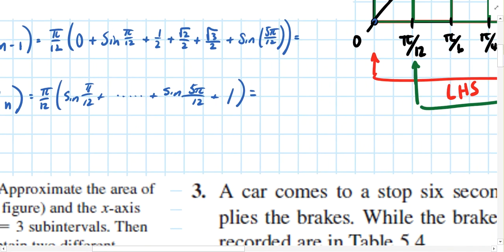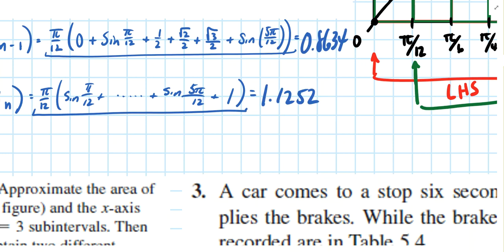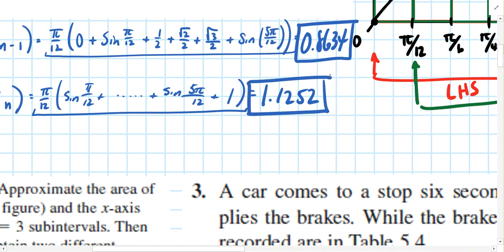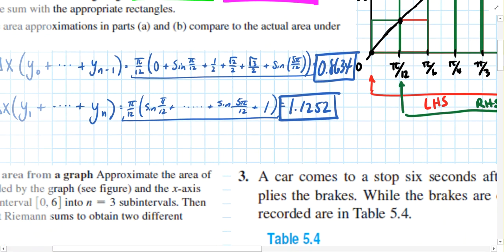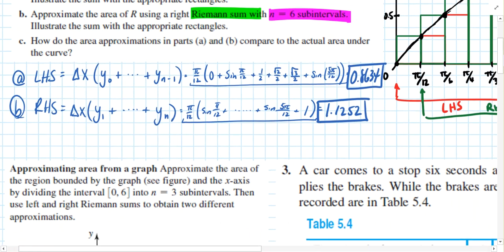So I'm going to use a calculator to evaluate both of these phrases, and I'll do that off screen. The area for the left-hand sum calculated out to be 0.8634, and the right-hand sum was 1.1252. Now we've already addressed the fact that the left-hand sum in an increasing function is an underestimate, and the right-hand sum in an increasing function is an overestimate.